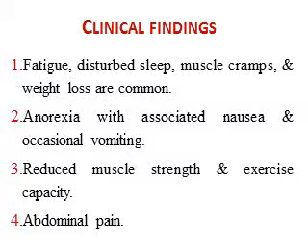Symptoms include fatigue, disturbed sleep, muscle cramps, and weight loss. Number 2, anorexia, which may be associated with nausea and sometimes vomiting. Reduced muscle strength and exercise capacity. Also, the patient may complain of abdominal pain, which may be due to early enlargement of the liver, enlargement of the spleen due to portal hypertension, abdominal enlargement due to the presence of ascites, or the presence of infection as in spontaneous bacterial peritonitis.